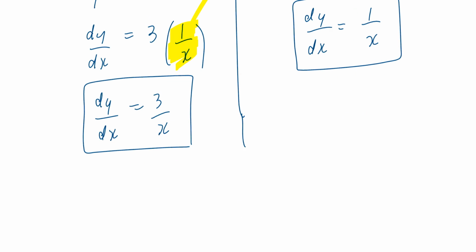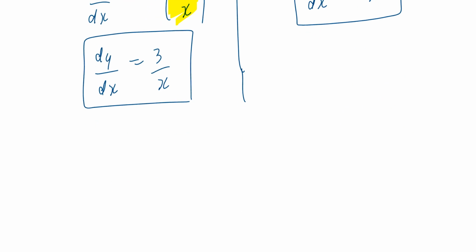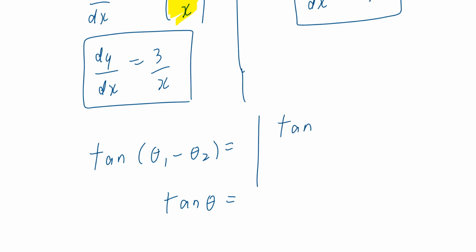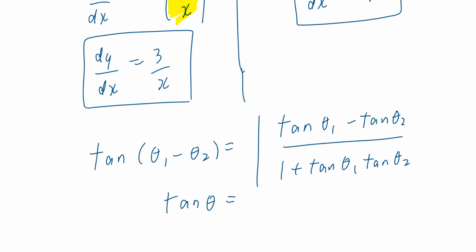Now, here's the key. Think about the addition, subtraction formula for sine, cosine, and tan. And specifically, I'm thinking about tan of theta 1 minus theta 2, which we would denote in a moment as angle theta, which is the acute angle we're looking for. So if you go back to the formula, this equals the absolute value of tan of theta 1 minus tan of theta 2 divided by 1 plus tan of theta 1 times tan of theta 2.